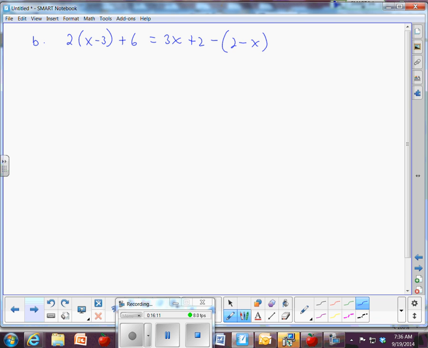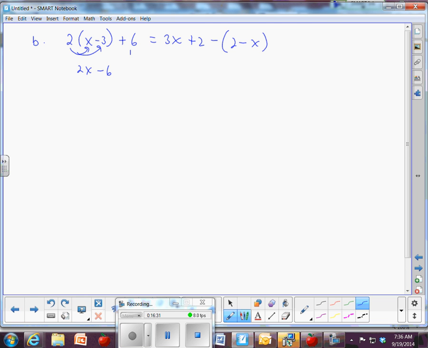Okay. So again, there's no way to choose a side yet because the variables are involved with the distribution. So there's distributing to be done. We've got to do that first. So let's start on the left. Let's distribute our 2. 2 times x is 2x. 2 times negative 3 is negative 6.